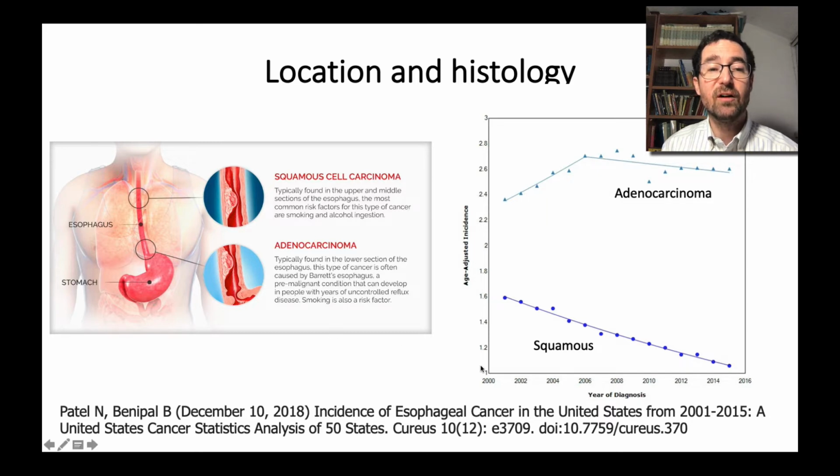I'm looking at this graph of incidence from the United States. You can see that over time, from 2000 to 2016, the incidence of squamous cell carcinoma has dropped very sharply, presumably due to a decrease in smoking. However, the incidence of adenocarcinoma is constant or has slightly increased, and certainly the proportion of cases which are due to adenocarcinoma has very, very much increased.